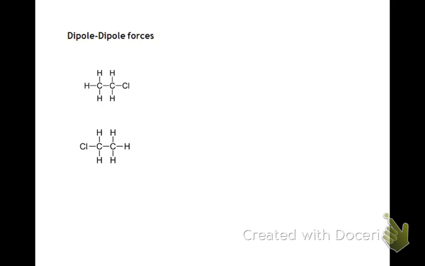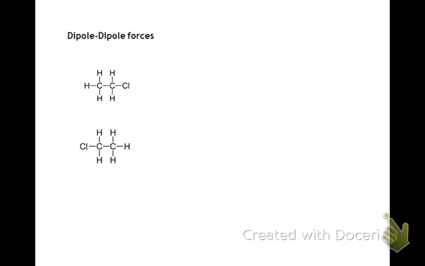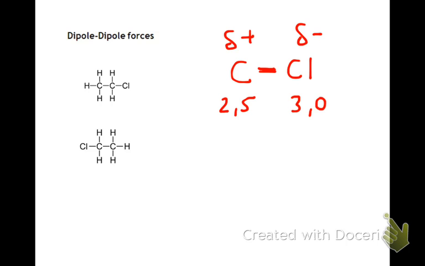If we then go on to the next type of force, a dipole-dipole force, let's just go back to dipole-dipole forces. There we go. If we consider the carbon-chlorine bond, carbon has an electronegativity, as we saw last time, of 2.5, chlorine of 3.0, and so chlorine attracts this shared pair of electrons, meaning that this side becomes slightly negative, that side slightly positive.